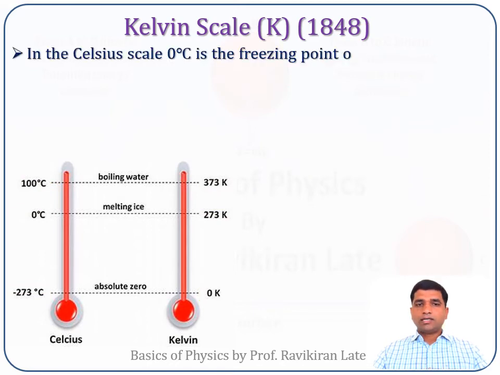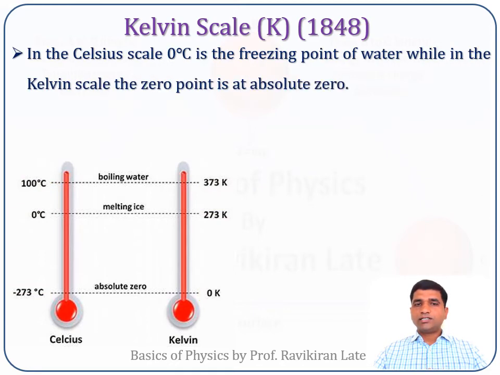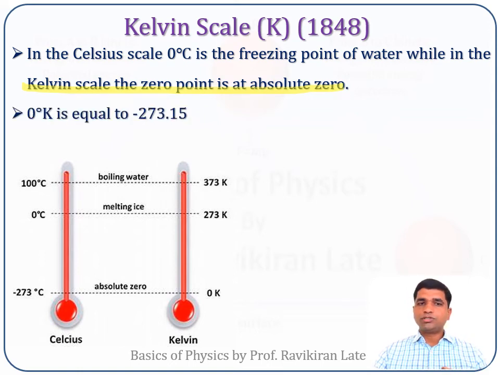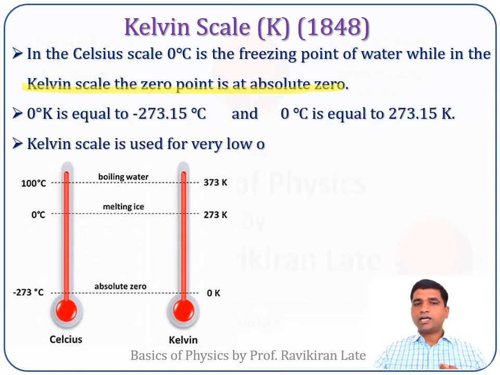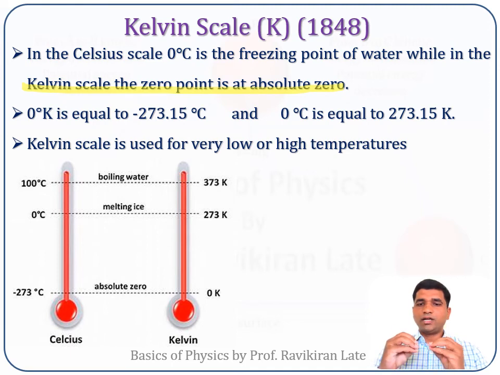Now in the Celsius scale, 0 degrees Celsius is the freezing point of water, as we just saw in our earlier slides. While in the Kelvin scale, the zero point is taken as the absolute zero. Now what is this absolute zero? Absolute zero is the temperature at which every kind of energy freezes, or the molecular motion freezes, which is considered as the origin of a world yet to be explored in the scientific literature.